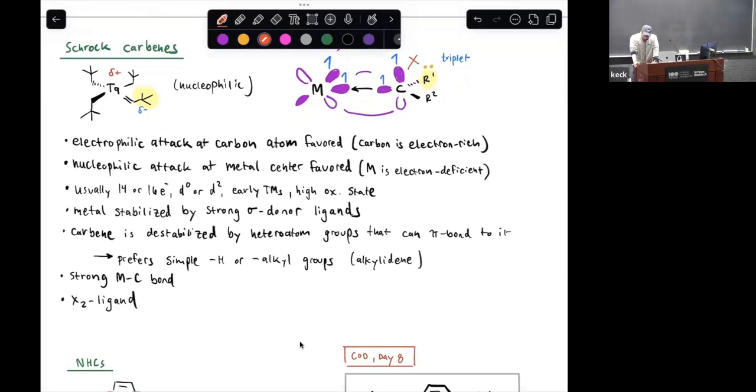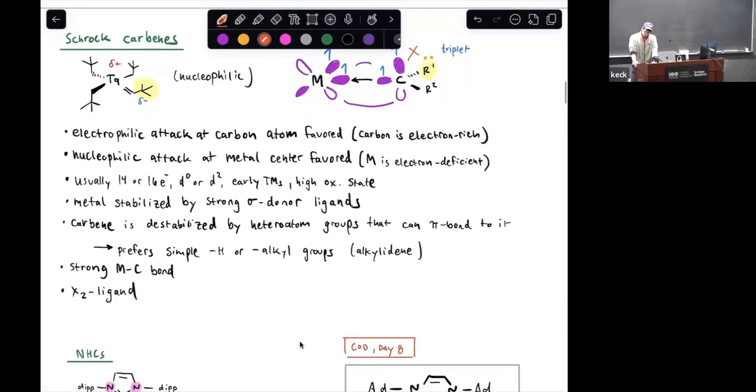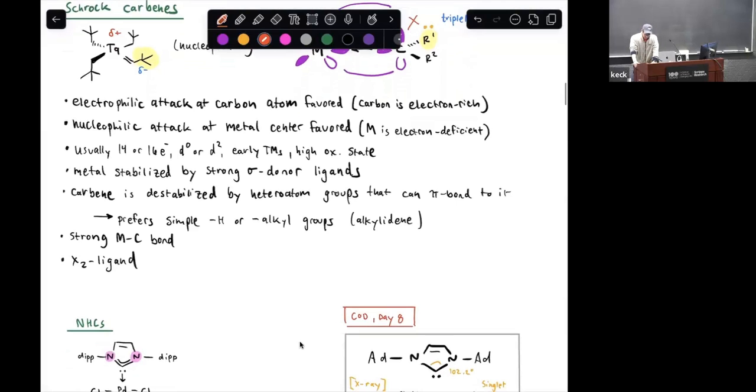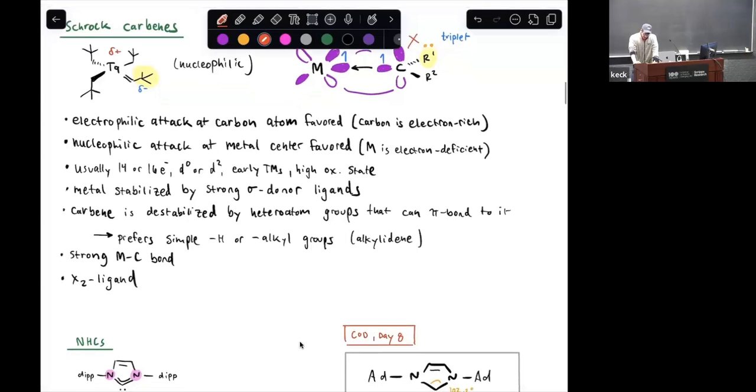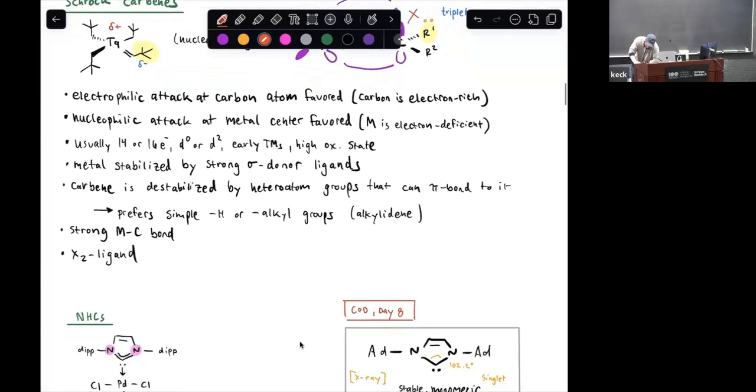So the carbene, the R1 and R2 groups typically tend to just be H or alkyl or sometimes aryl. And then the bond has more double bond character, stronger, shorter. And then in electron counting, we just count this as a 1,1 bis alkyl anion, i.e. an X2 type ligand.